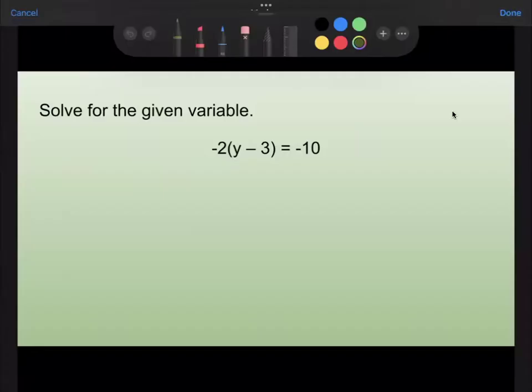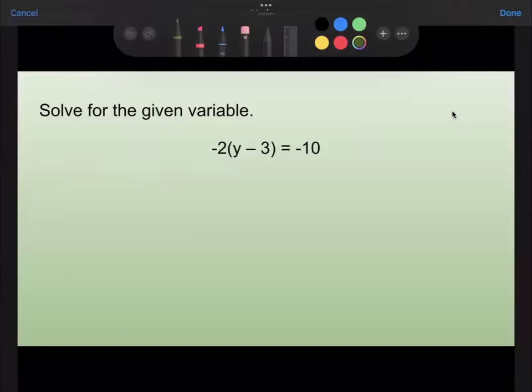Okay, here is our next one. We're going to take this equation and solve for y. Negative 2 times the expression y minus 3 equals negative 10. Now, again, we don't have any like terms to combine before we solve for this, but we do have some distribution property. We have a negative 2 outside an expression inside parentheses.